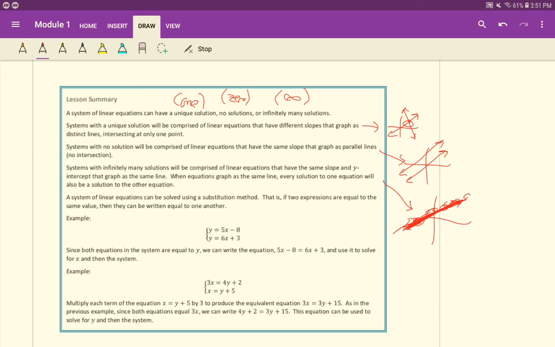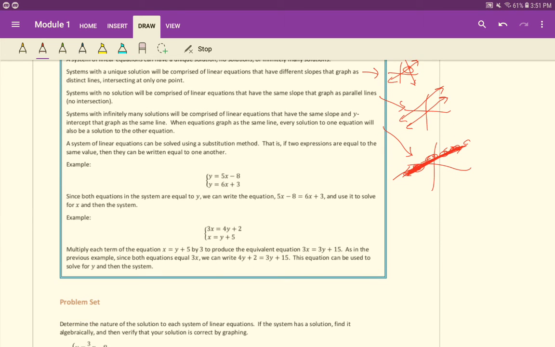There are other methods we can use to solve systems. We can also solve systems using a substitution method. You'll see an example here where these equations are both equal to y. Since they're both equal to y, we can set them equal to each other and then solve for x. Once you solve for x, you can plug it back in to one of those equations to solve for y.